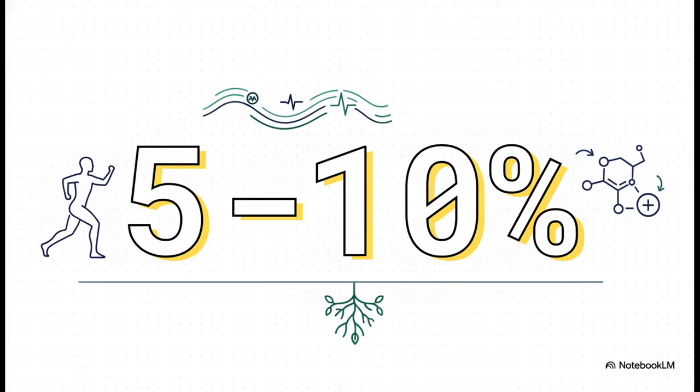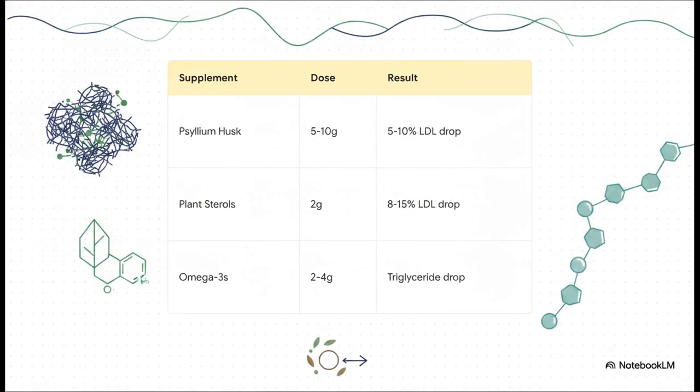This foundational lifestyle habit is primarily driven by resistance training, moderate to high-intensity cardio, and, you guessed it, heavily limiting processed foods. Now, when we look at targeted nutritional supplements, the data is really compelling. Just 5 to 10 grams of psyllium husk daily can yield a 5 to 10% reduction in LDL. Plant sterols at a simple 2-gram dose can reduce LDL by 8 to 15%, and 2 to 4 grams of omega-3s can significantly drop your triglycerides.